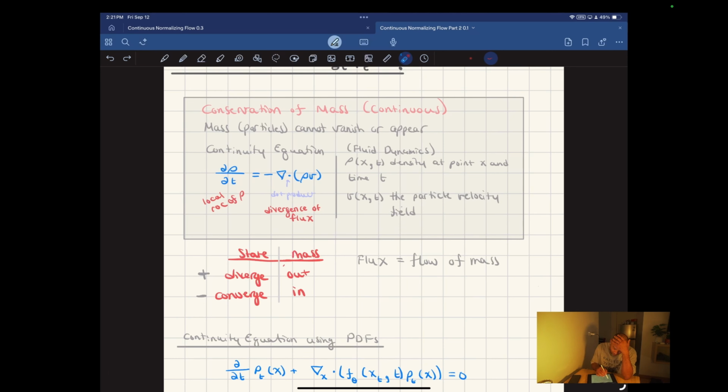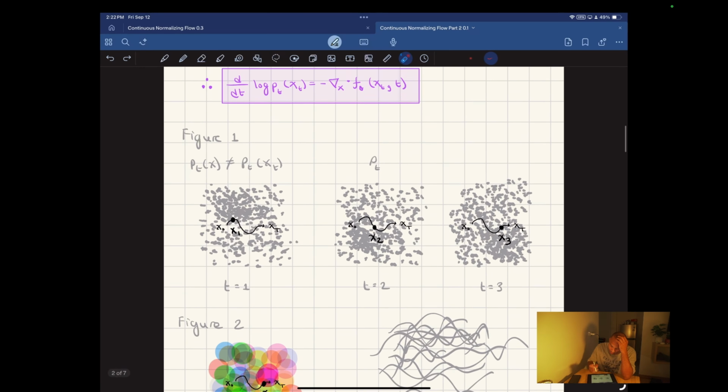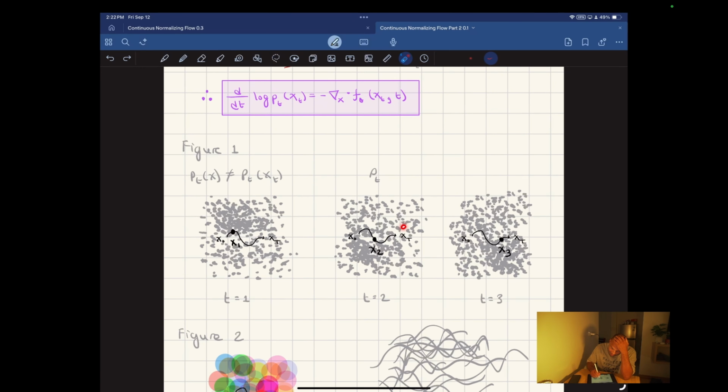So rho is density, t is time, and v is the particle velocity field, right? So rho is the density at point x and time t, and v is the particle velocity field. So if you put in a position and a t, it gives you the instantaneous velocity of a particle at that point, right? If you just put in a spot on this map, it says this is what the instantaneous velocity of a particle at this point is going to be.